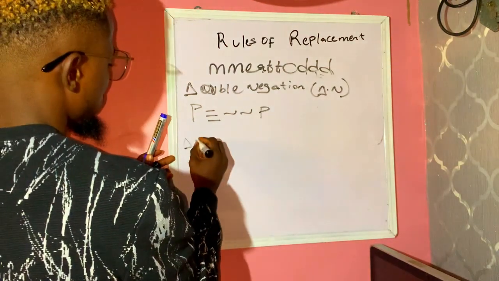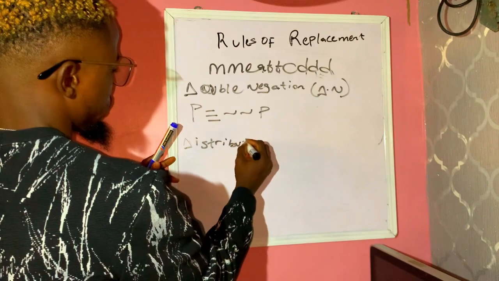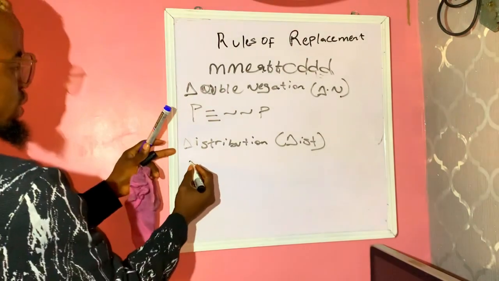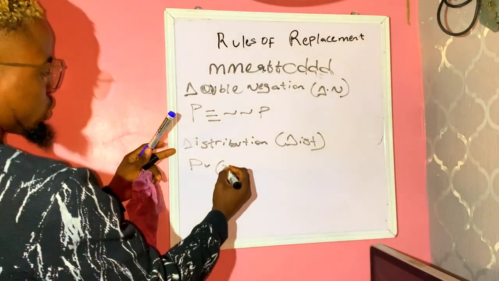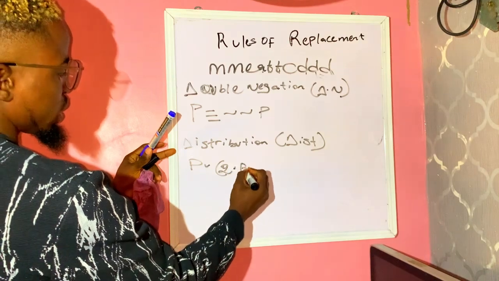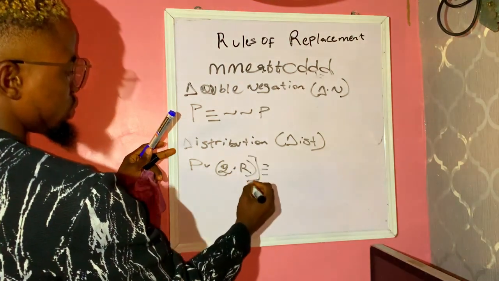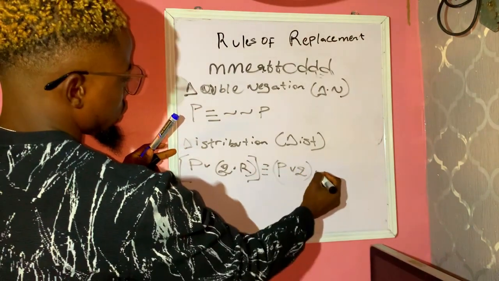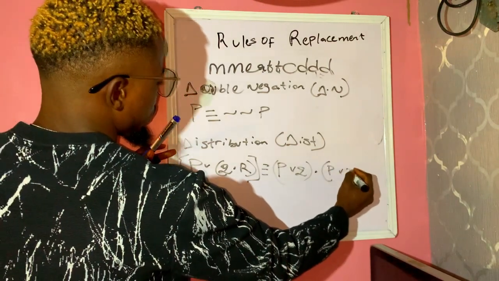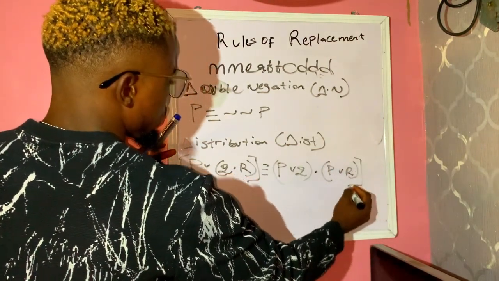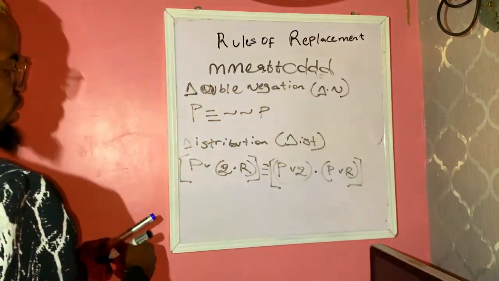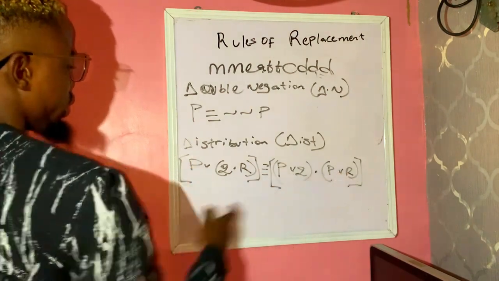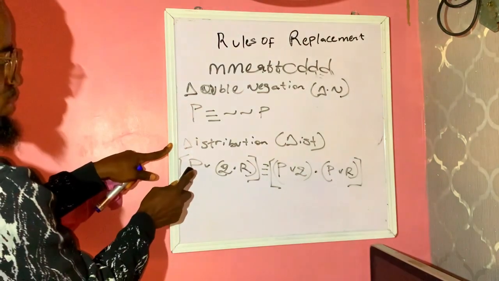Then the next one is distribution. This one is saying that P or Q and R if and only if P or Q and P or R. In other words, we can replace P or Q and R with P or Q and P or R. If you look at it very carefully, we are just distributing this P to the two of them.